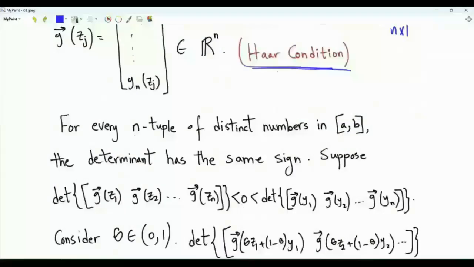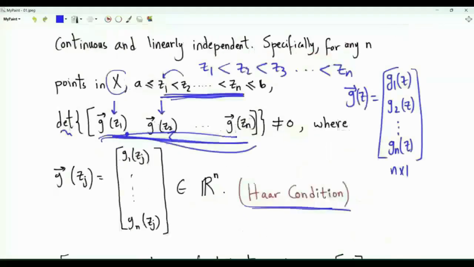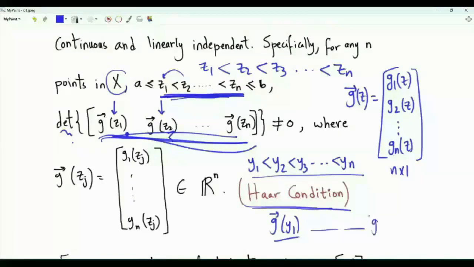Here is an interesting implication of the Haar condition. For every n-tuple of distinct numbers in ascending order, the determinant has the same sign. Suppose that we have those numbers and the determinant is strictly negative. If I take y1 less than y2 less than y3 less than yn, and all those are in the set big X, if the g functions obey the Haar condition, then if we construct the matrix with columns that look like this, the matrix is invertible and the determinant is non-zero.